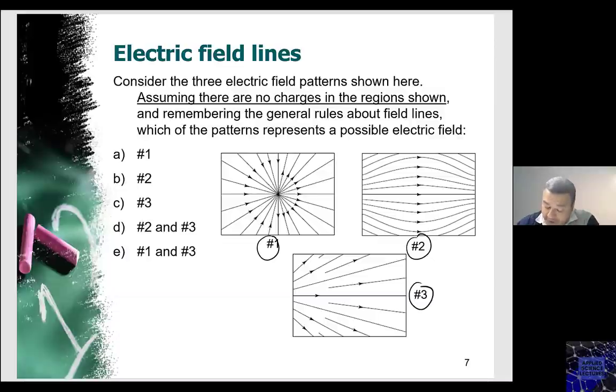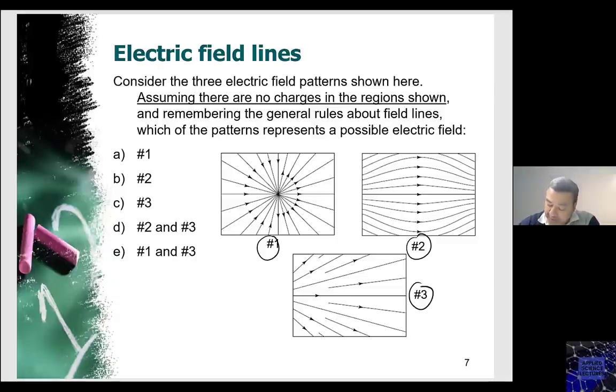Well, if we are to evaluate number one, we can see that here in this region, I have lines that are pointing outward, and at the same time, I have lines that are pointing inward for the same point charge, for the same particle, which makes it impossible, because if that's a positive, then all of them will be pointing outward, or if that's a negative, then all of them will be pointing inward.